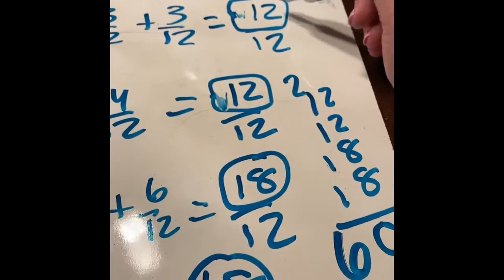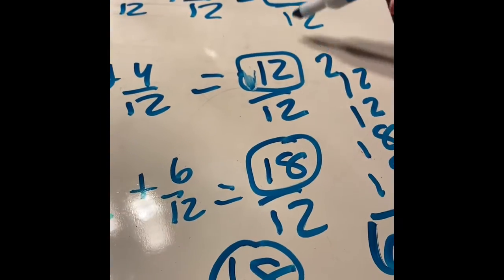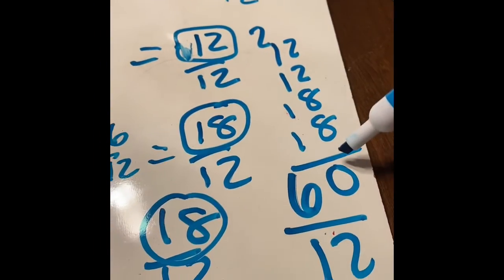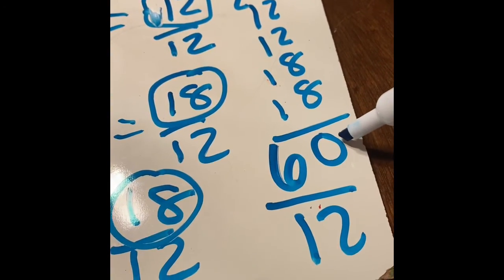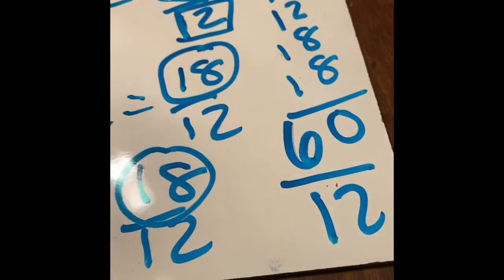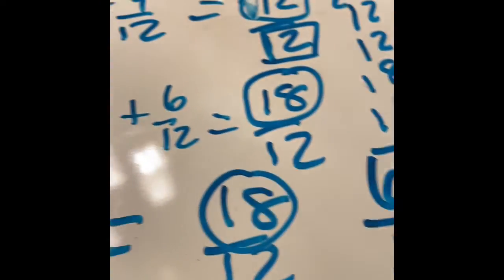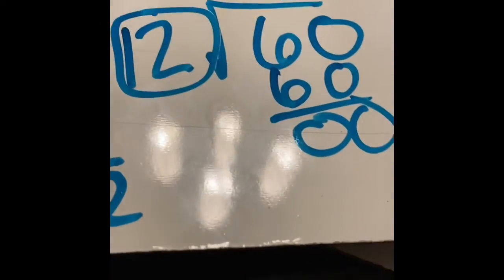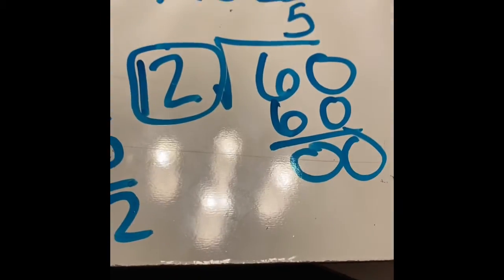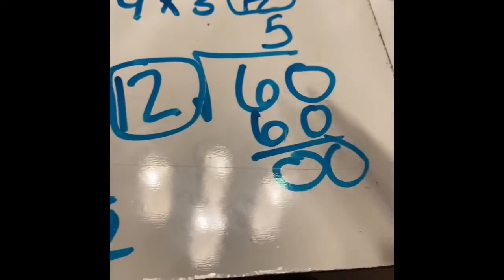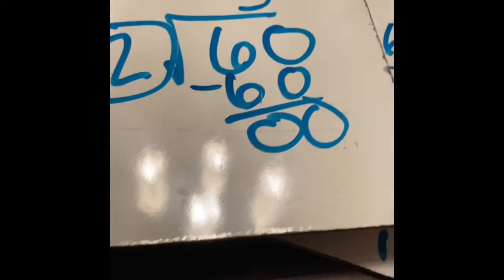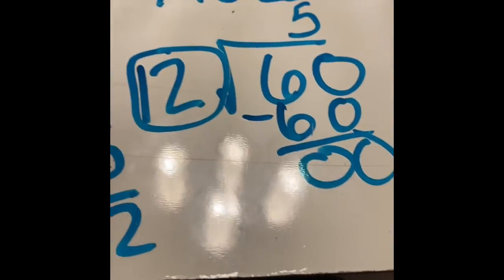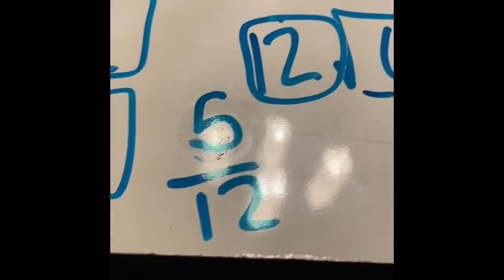Then I took all of my numerators, my top numbers, and I added them all together. So these are all of my numerators, and I got the answer of 60/12 because my denominator stays the same. 60/12 is an improper fraction. So I went over here and I saw how many times could 12 divide into 60. 12 can divide into 60 5 times. 5 times 12 is 60. 60 minus 60 is 0. My denominator stays the same the whole time. So my numerator is 5/12.